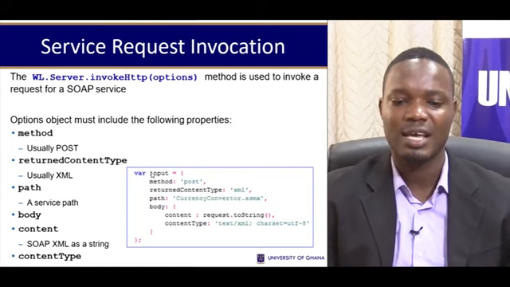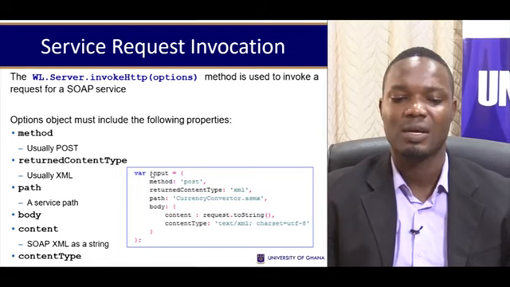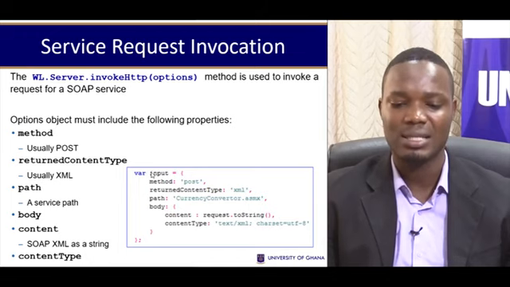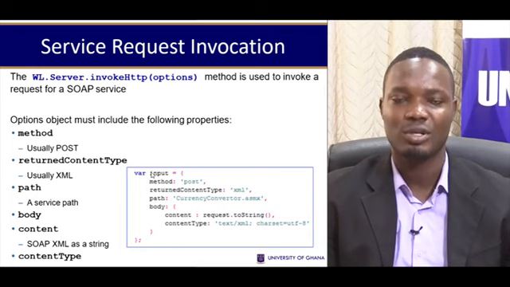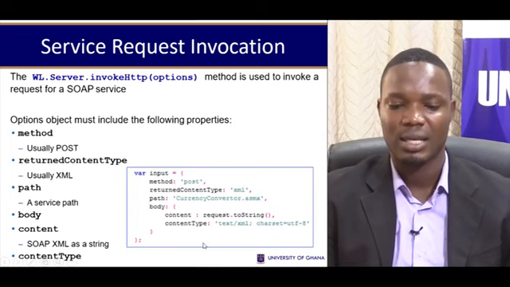Now, using the WL.Server.invokeHTTP method, we are able to invoke a request for a SOAP service. The options must include the following properties. We've seen that already. The method is a must, which is going to be post or get, because those are the two supported. The return content type, usually XML. The path, a service path. The body, the content, and then the content type. So we have all of these included for a SOAP service.